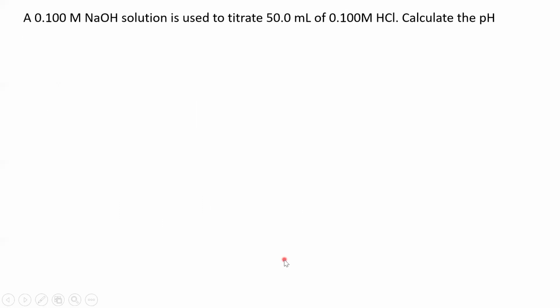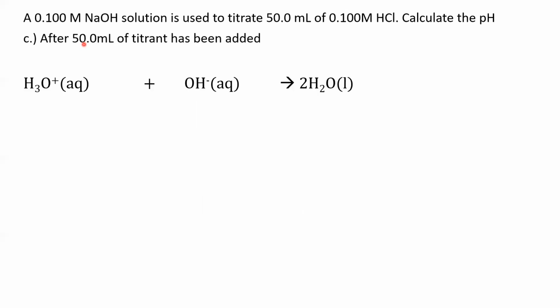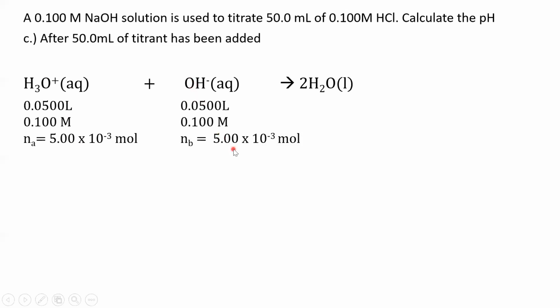Now let's look at point C. We're going to add a little bit more sodium hydroxide, and we're going to do the same process. So we have our reaction. The amount of hydronium ion isn't going to change because we're not adding any more hydronium ion to our container. But the amount of hydroxide is going to change because now we've added 50 milliliters instead of just 40 milliliters.